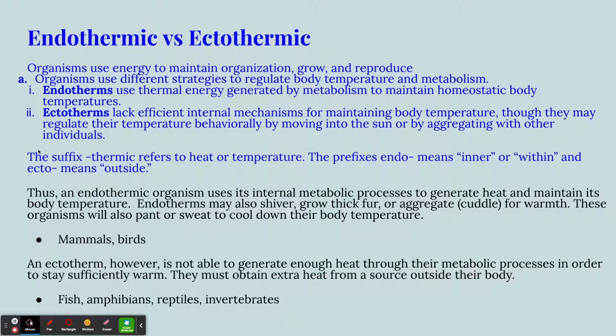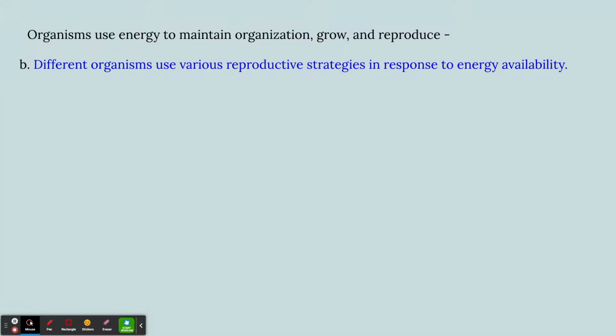Before that, we were talking about endothermic versus ectothermic. So how we generate thermal energy, which is heat energy. Endotherms are going to use internal metabolic processes to generate and maintain heat, like us with our internal body temperature. Ectotherms, however, cannot generate heat through those processes, so they need to go out and obtain their heat from an outside source, like reptiles basking in the sun.